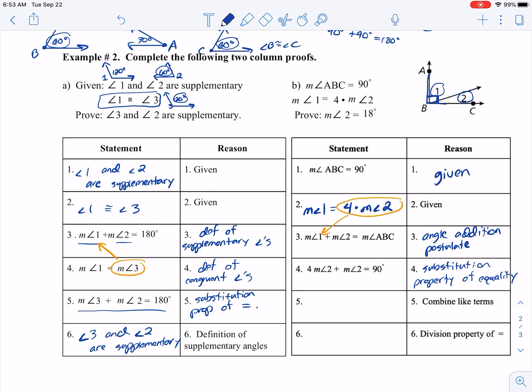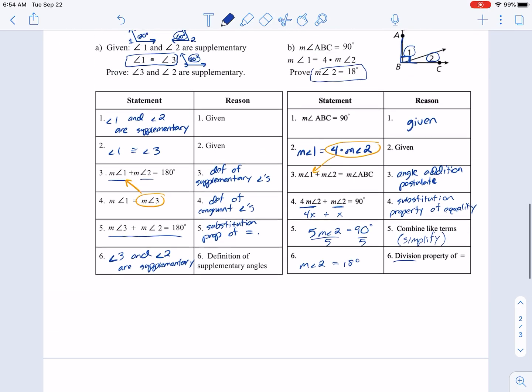Combining like terms. Remember, we talked about this step in our previous lesson. It's the same as just simplifying an equation, right? And you could simplify 4 times the measure of angle 2 and the measure of angle 2. It's like simplifying 4x plus x, right? We get 5 times the measure of angle 2 equals 90 degrees. And then if we're trying to prove that the measure of angle 2 is 18 degrees, we're going to get there by dividing by 5 on both sides, and we get the measure of angle 2 equals 18 degrees, with a reason for each.